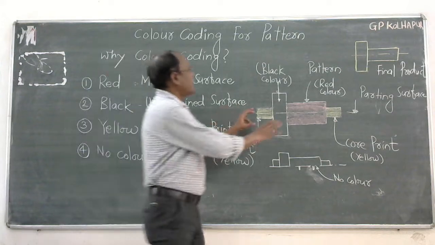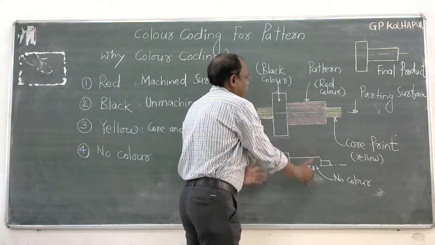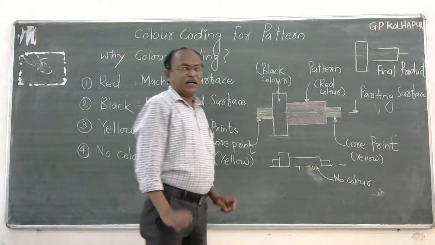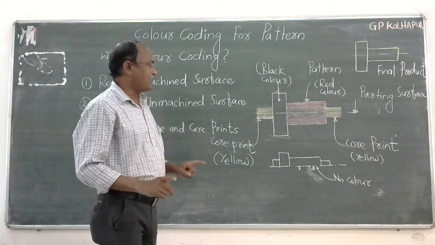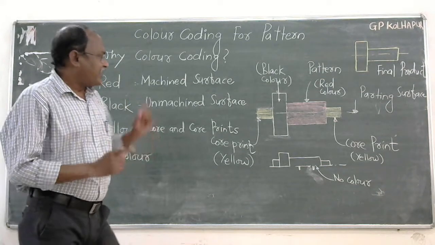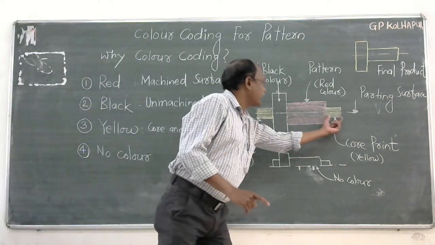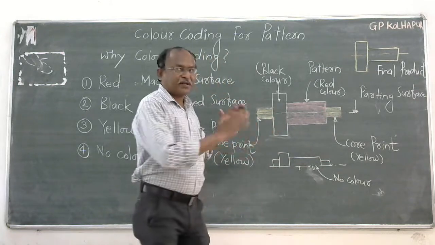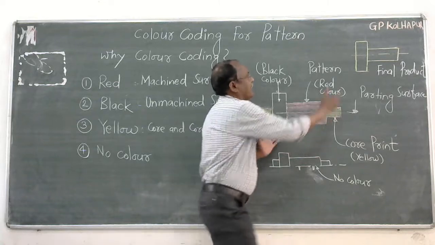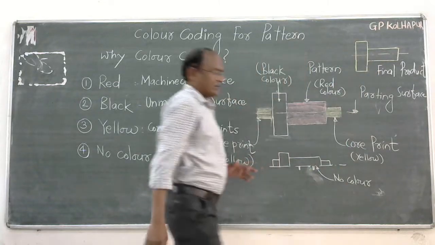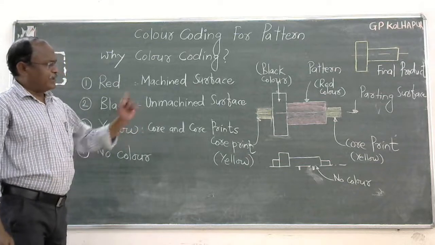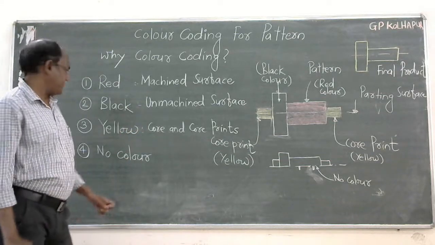To support this pattern in the mold cavity, these two core prints are required, and they are marked with yellow color. The yellow color indicates that this portion is a core print. After casting, you cut off this core print, and from this portion you will have the final casted product. So yellow color indicates that there is a core print.